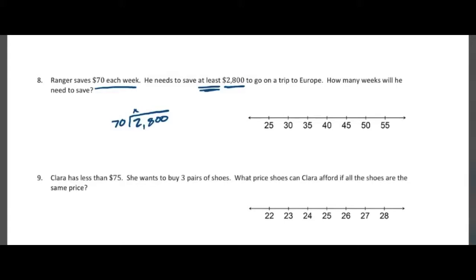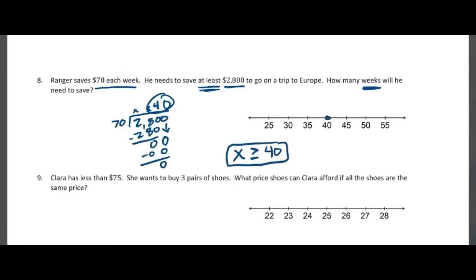Well, I'm thinking, okay, 70 can't go into 28. Nope. But can 70 go into 280? Yeah, right? 4 times. And then I subtract 280 and I get 0. And then I bring down my 0, and you put a 0 up there, and you subtract 0 from 0 and you get 0, right? Easy. So 40 weeks. So we at least need to work 40. At least. So it's x is greater than or equal to 40. So I have a closed dot on 40, and then he could work any more than 40 weeks to save his money. So it's going to the right.